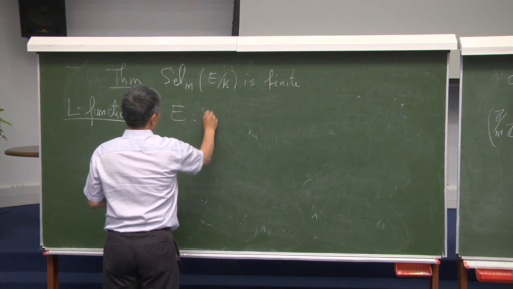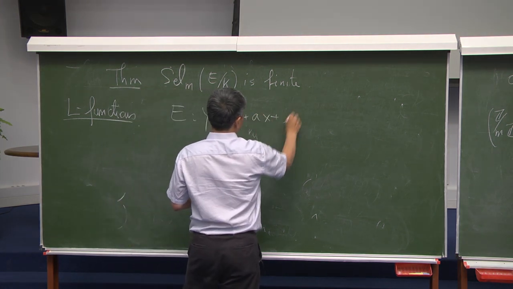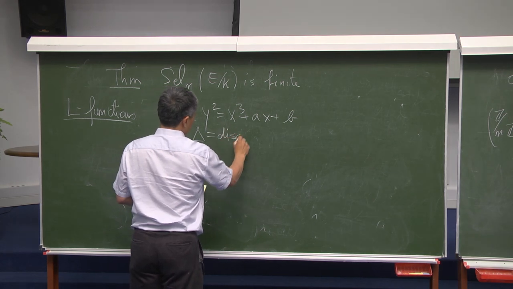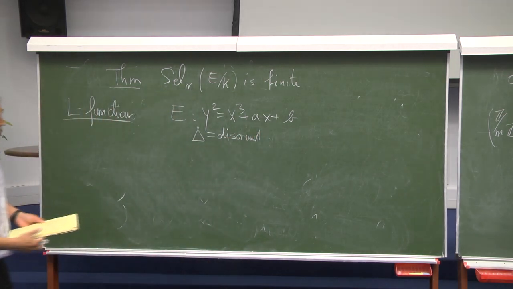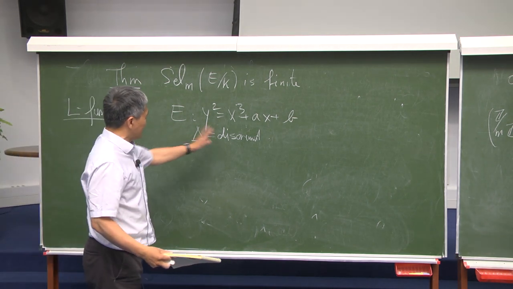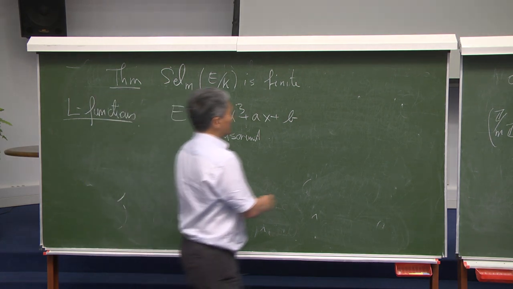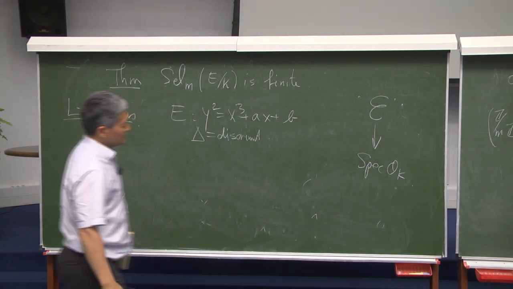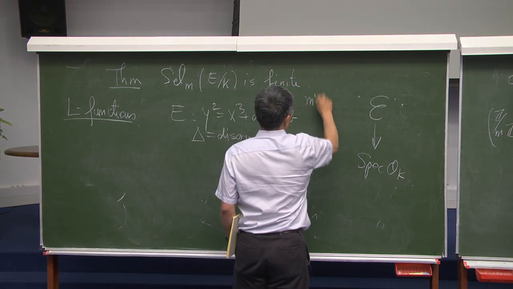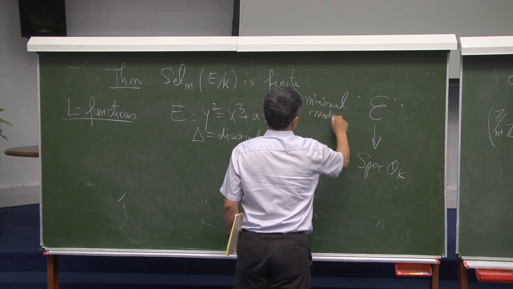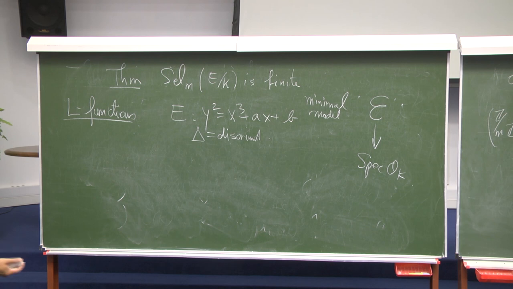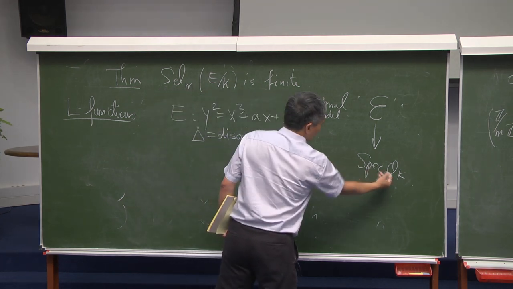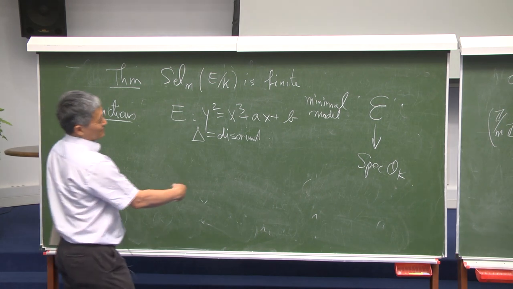So we have the E here, y squared equals x cubed plus ax plus b. Then let delta be the discriminant. We're not going to define this properly. To define the discriminant, you need to really think about the elliptic surface. You take a minimal model. Then probably it's okay. If we don't use algebraic geometry, then you have to define the discriminant locally, because this is not a PID, so you have to define it locally. If you use algebraic geometry, okay, it's very easy.